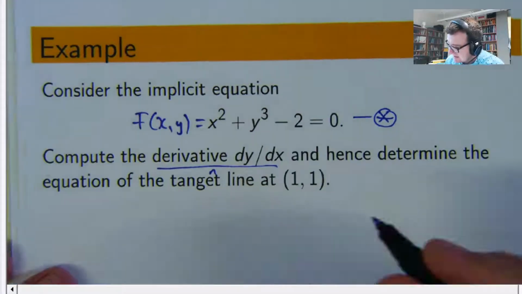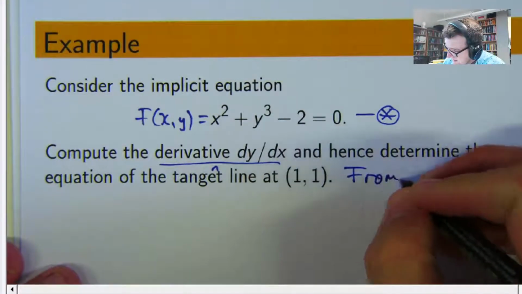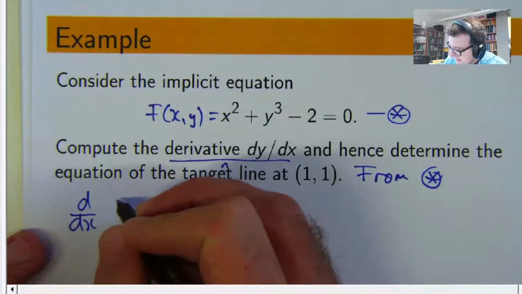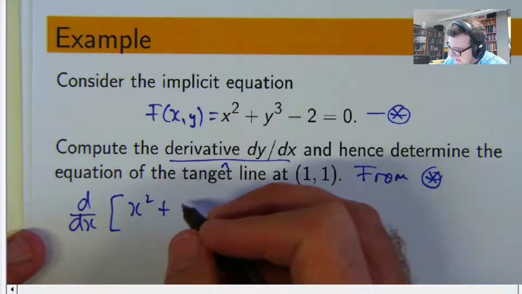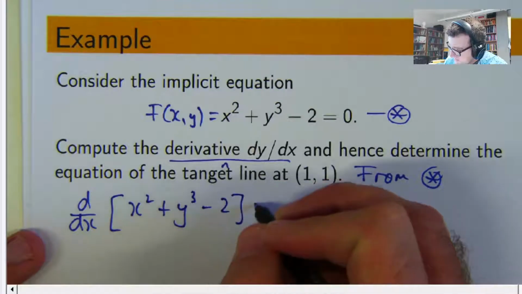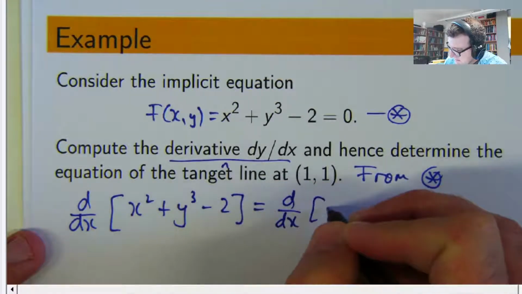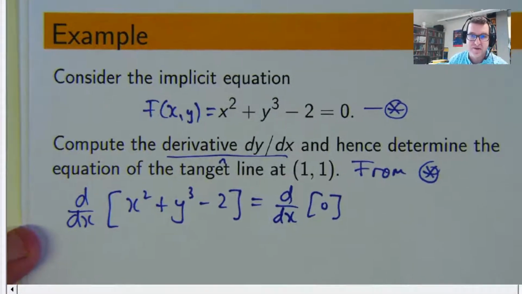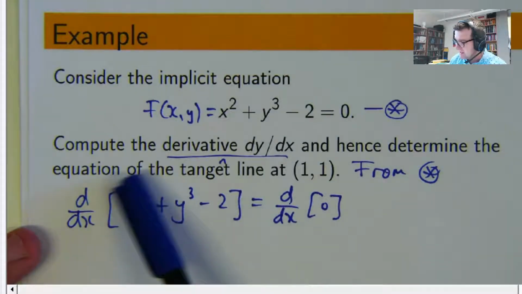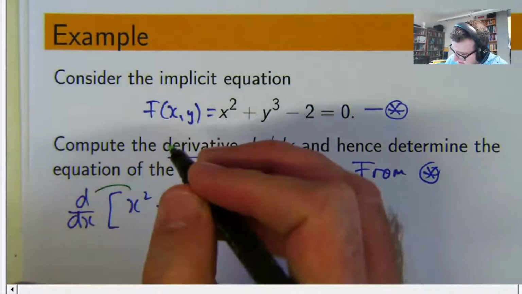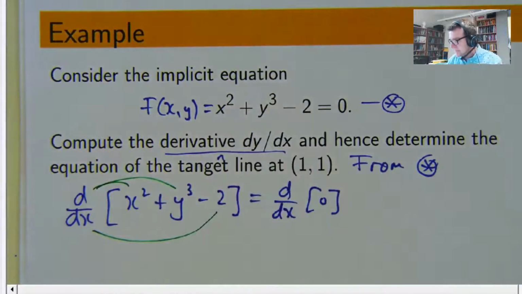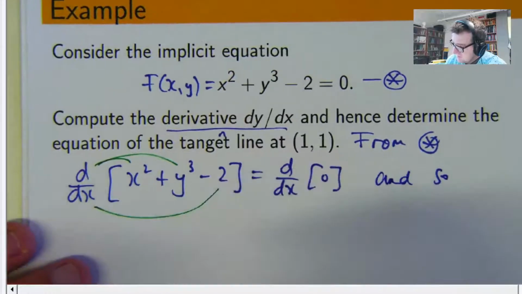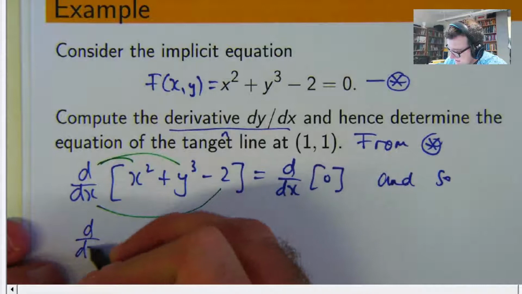So let's differentiate both sides of this starred equation with respect to x. The right-hand side is easy. This will just be 0, because the derivative of a constant equals 0. Now we can just distribute this d dx across each of the terms, and I'm going to get the following.